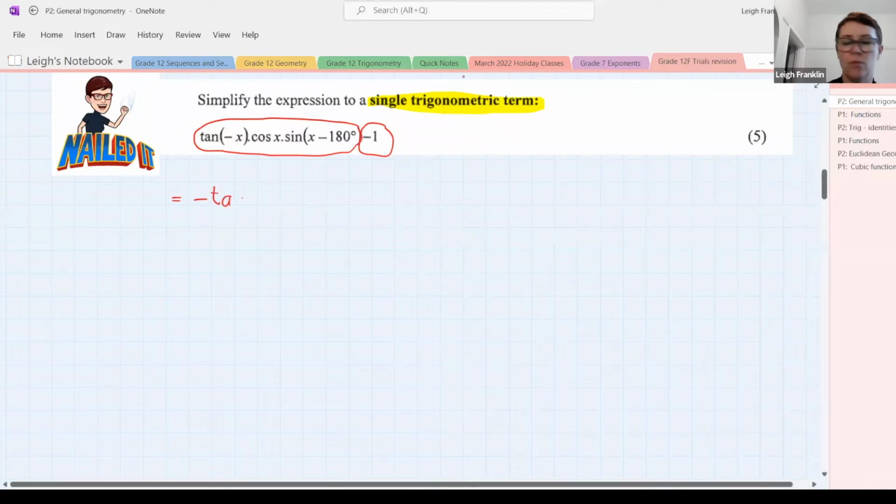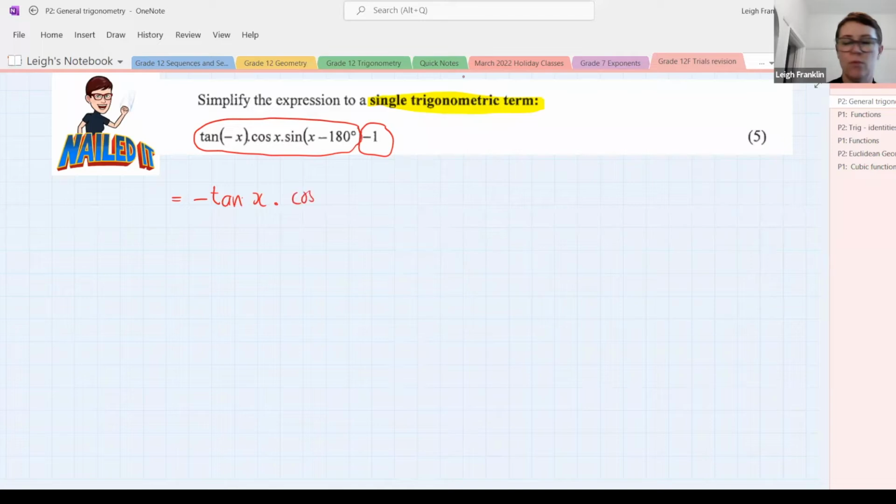negative tan x. Cos x can't reduce, so we're going to write it down just like that. Now, when it comes to sine x minus 180, no problem, happiness. That's why we're doing it together. Don't worry. Look at what we're doing here. Sorry, was it squared? Sorry, Neo. So we've written down tan minus x as minus tan x, fourth quadrant. Cos x is not going to change.